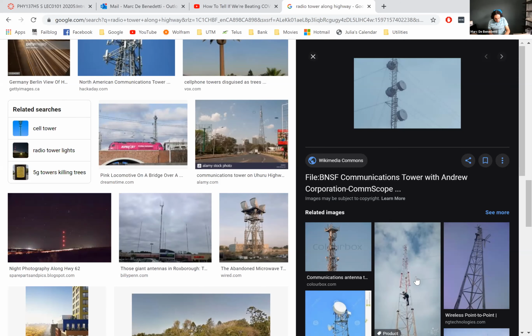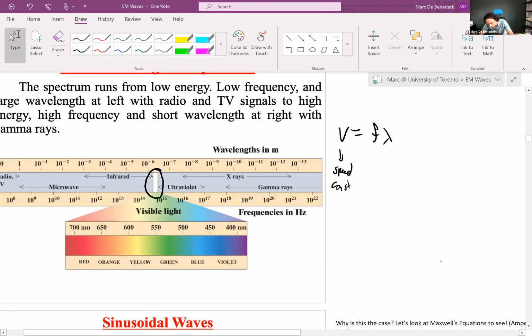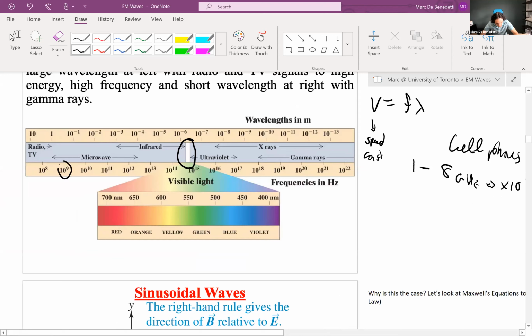Now here, if I go back to here, I said the cell phones operate in the 1 to 8 gigahertz region. Giga is times 10 to the 9 hertz. So if you look here, times 10 to the 9 is well within the microwave region. And your microwave will operate somewhere up here, so still in the microwave region.